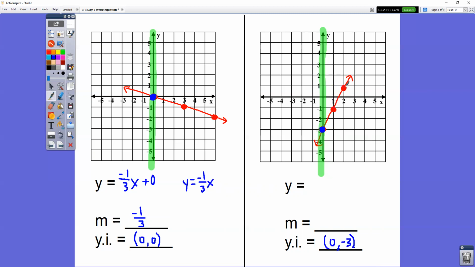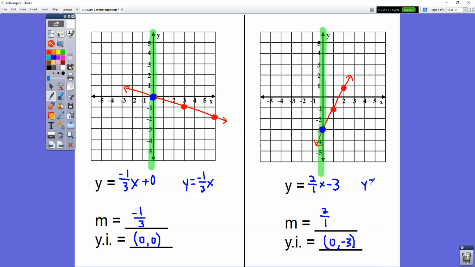Up 2 over 1. So since we're going up 2 over 1, we would have 2 over 1 as our slope. That's the number that goes in front of your x. Your y-intercept goes after it. Now this one has a y-intercept of negative 3. Therefore, we're going to write minus 3. Now, that would be a fine answer.